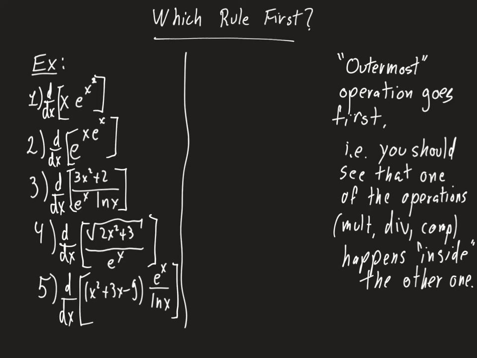All right. So with that tip in mind, let's move on to our fourth example. Here we have the derivative of square root of 2x squared plus 3 divided by e to the x. Once again, if you'd like to try this out for yourself, feel free to pause the video.